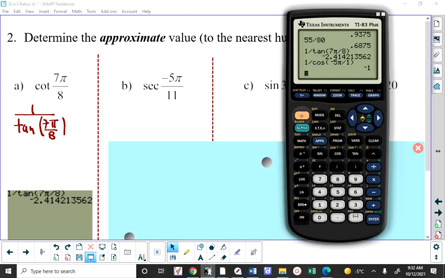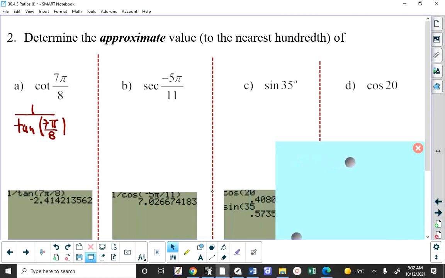That can't be right. And you get 7.03. What about the sine of 35 degrees? Well, I mean, geez, really? I don't even know why I put this in your notes. Sine of 35 degrees. Use your calculator and see what it's equal to. Oh, I know why I put it in there. And it's equal to 0.57 something.